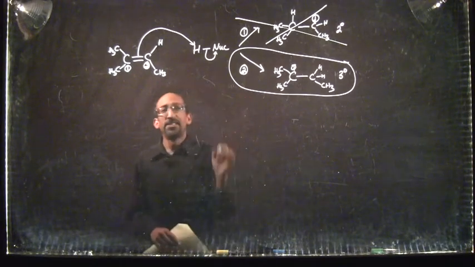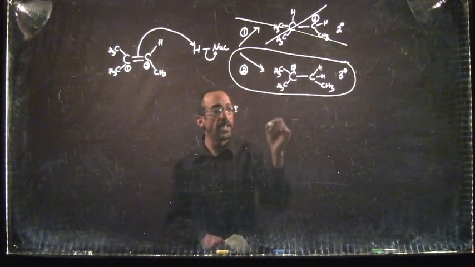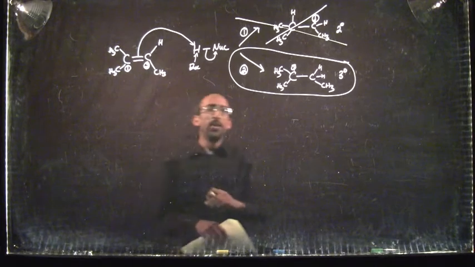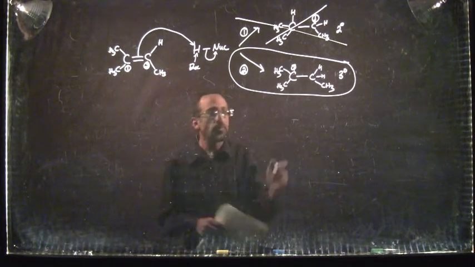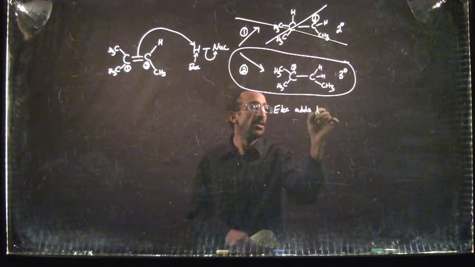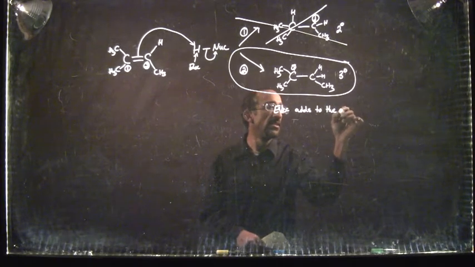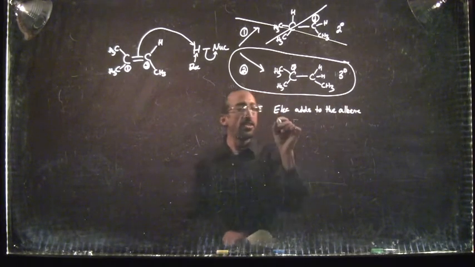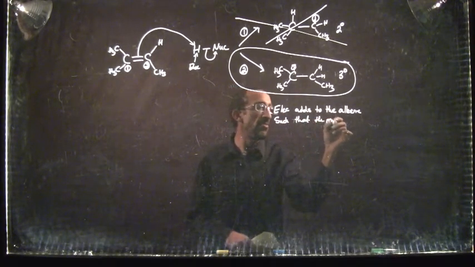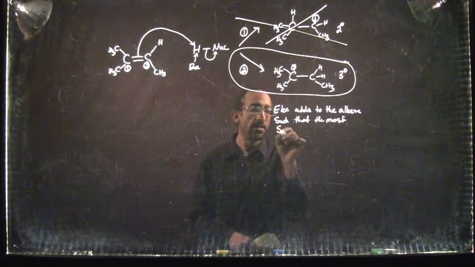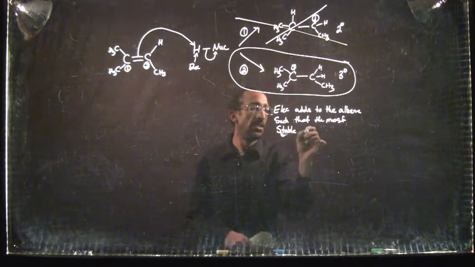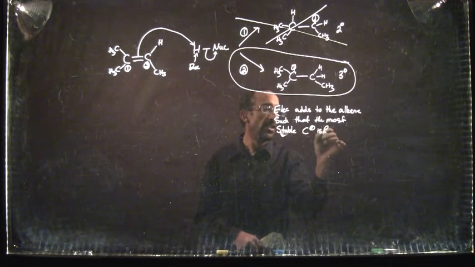Now, remember we said that that hydrogen can be considered an electrophile. We can summarize this by saying that in electrophilic addition, the electrophile adds to the alkene such that the most stable carbocation is formed.